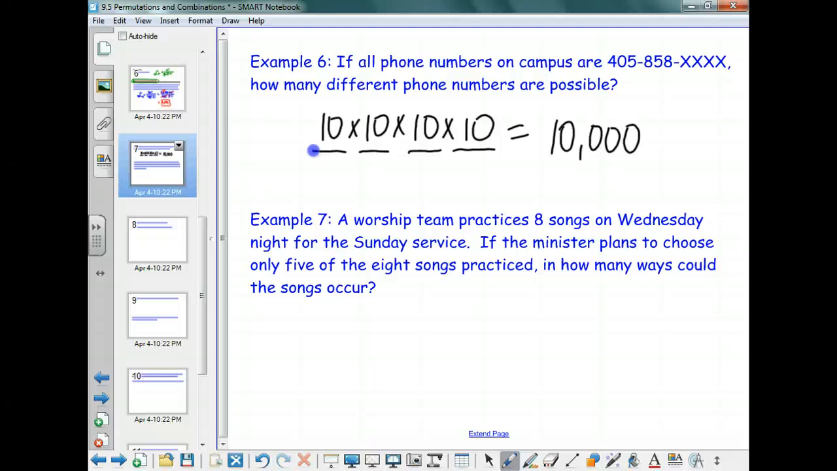All right, a worship team practices 8 songs on Sunday night for the Sunday service. If the minister plans to choose only 5 of the 8 songs practiced, in how many ways could the songs occur? So, what kind of problem is this? Is it a combination? How many ways can the songs occur? Okay, so what do you think? Think order matters? I think so too.